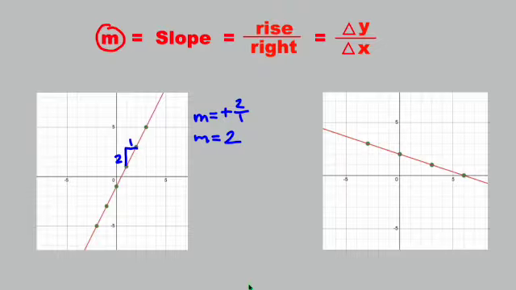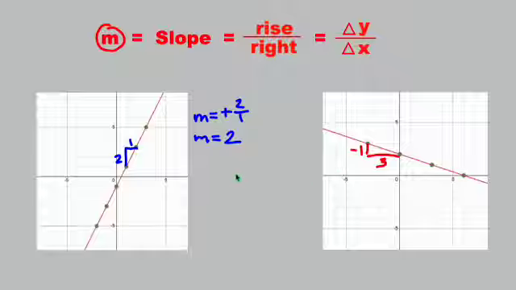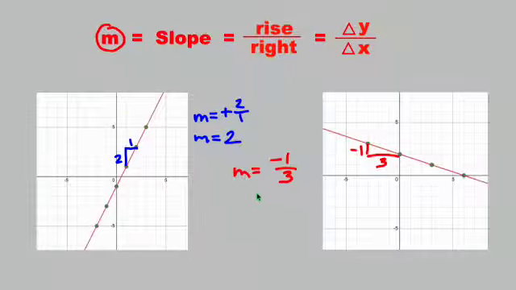If we look at the one over here, I'm going to pick this point and go to the point directly to the right of it. This time I'm going down 1, so I'm going downhill 1, and I'm going to go right 3. So in this case, our rise is -1, and our run is 3. The slope on this would be m equals -1 over 3, or -1/3.